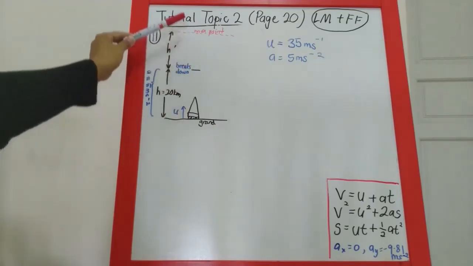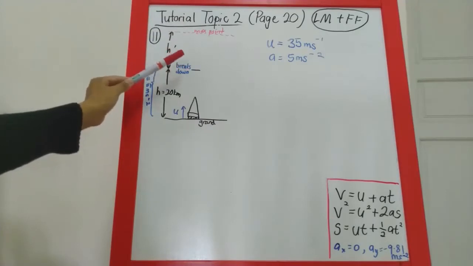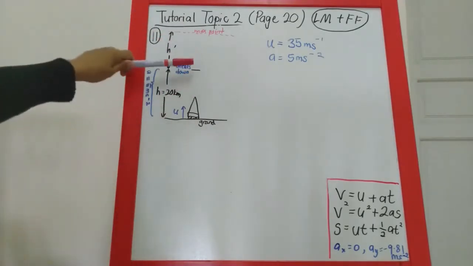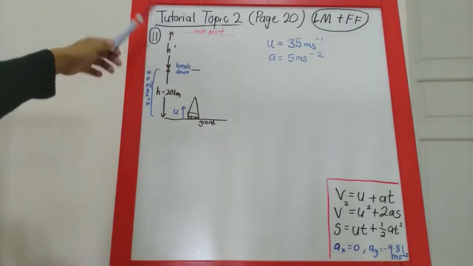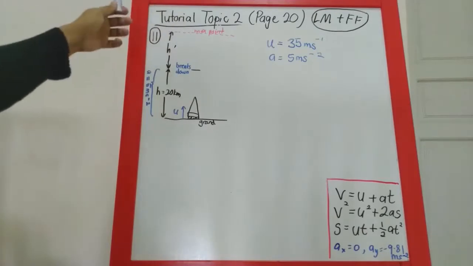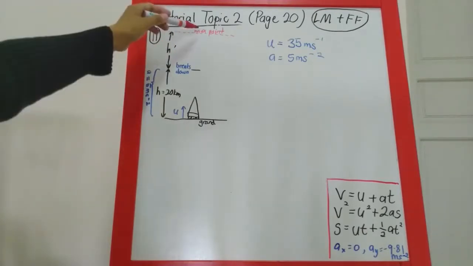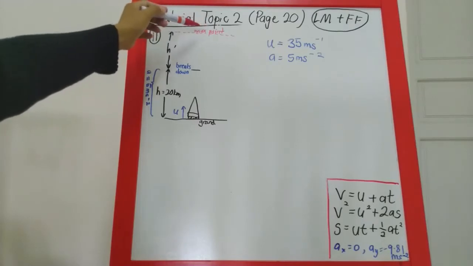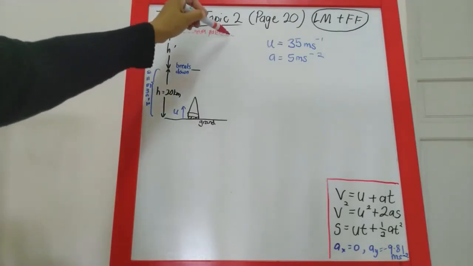It will go up and travel with acceleration due to gravity. So from this point onwards, it is a free fall motion. Even though it's moving upwards, it's still considered free fall motion. It travels until it reaches the maximum point that it can reach, and then it goes back down.